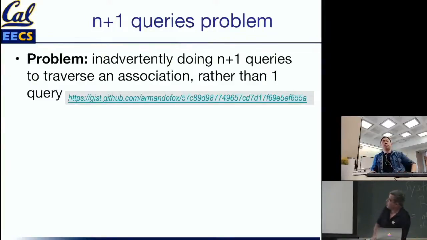Basically, it means that you're inadvertently doing n+1 queries when you have an association of has-many, where one thing owns n other things, like a movie owning n reviews. What you meant to do was just get all the reviews associated with a movie. What you end up doing is n separate queries to get each one. So I will show a code example.